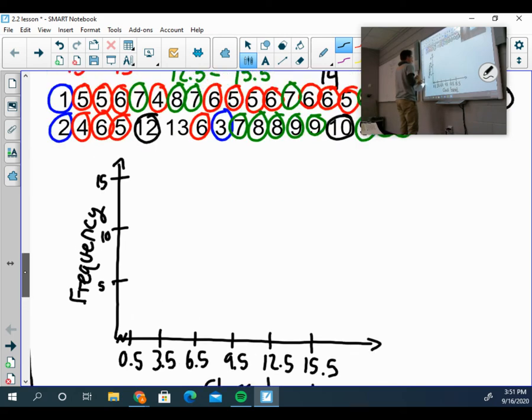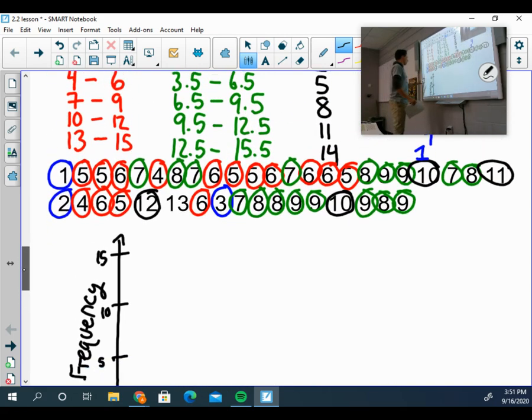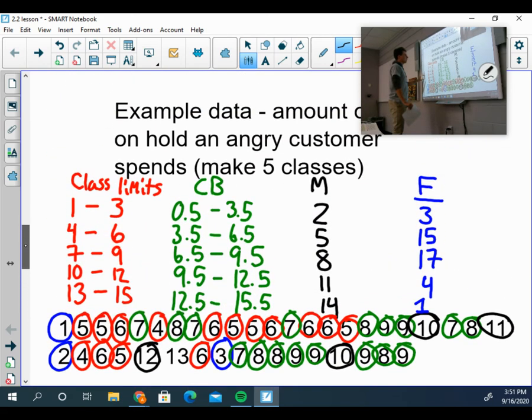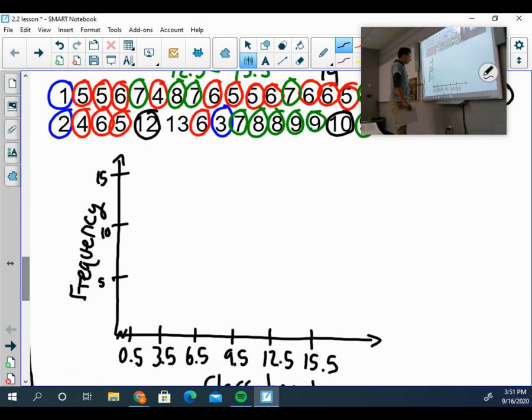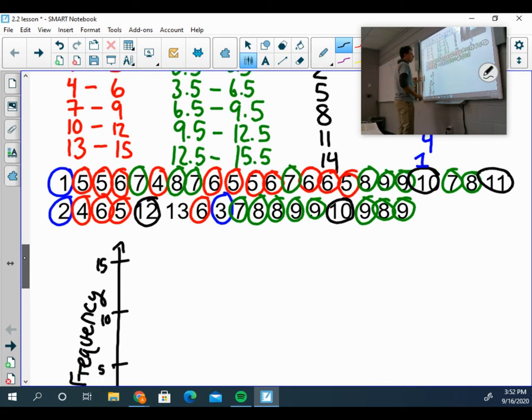Okay? Again, I do want you, and we'll practice this, to be able to interpret in the context of the problem what the frequency and the class boundaries mean. For my data about the angry caller, and this is the length of time the calls last, my frequency is going to be the number of calls which fall in each time frame. So now, the final step to making my histogram, I simply create the bars.